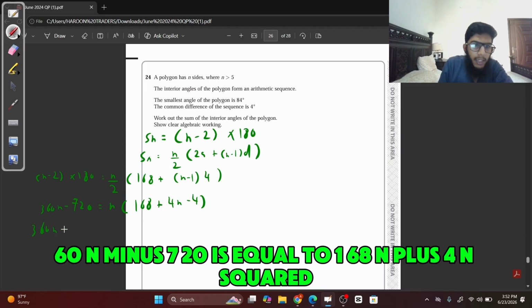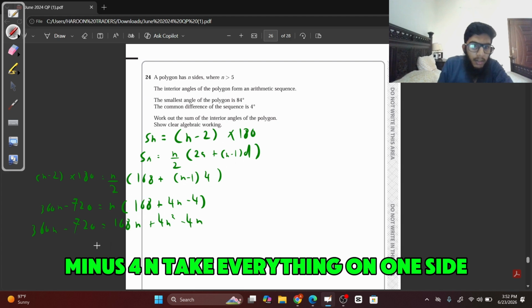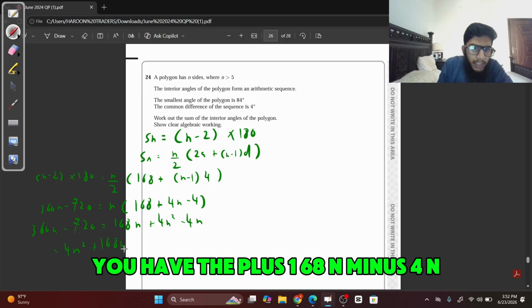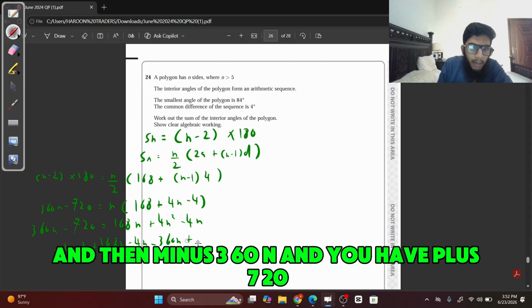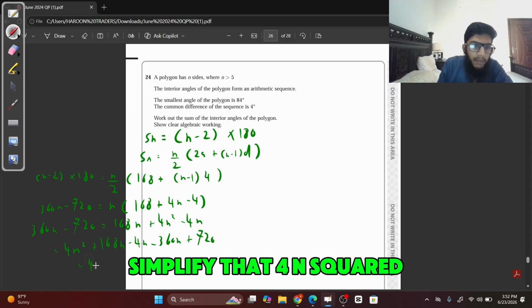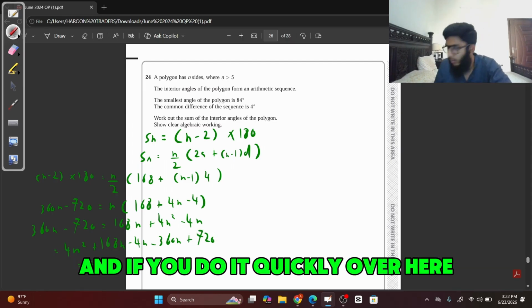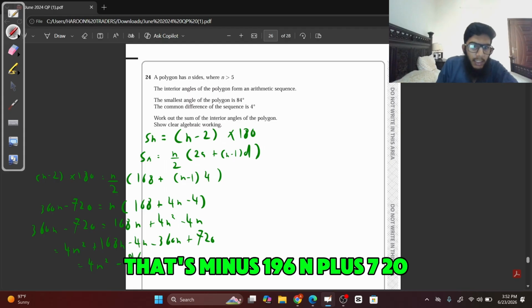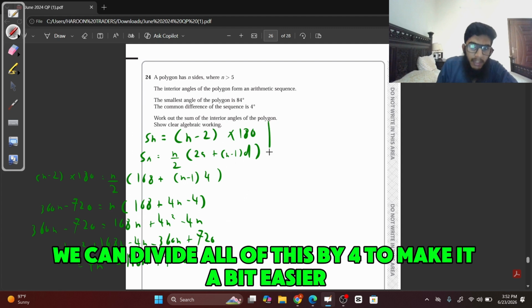So 360n minus 720 is equal to 168n plus 4n squared minus 4n. Take everything on one side, so that's 4n squared, plus 168n minus 4n and then minus 360n, and you have plus 720. Simplify that, 4n squared, and if you do it quickly over here, 168 minus 4 minus 360, that's minus 196n plus 720. We can divide all of this by 4 to make it a bit easier.